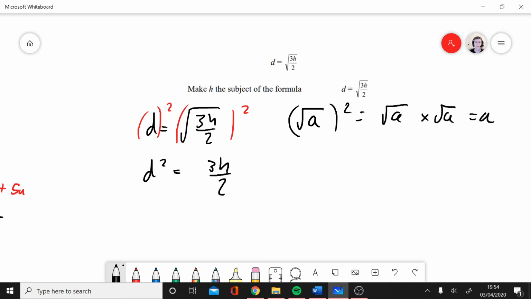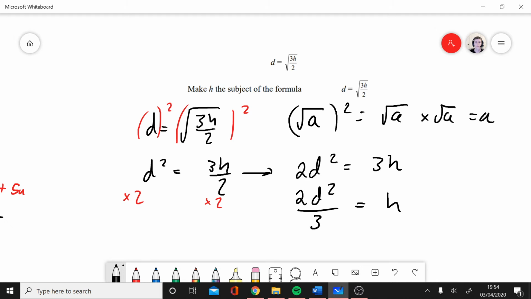So what we're going to do is multiply both sides by 2. So this left-hand side times 2 and the right-hand side by 2. And we end up with 2d squared. I'm just going to put a line over here. 2d squared is equal to 3h. And from there, I can divide that by 3, and I'm left with h by itself. So all I've done here is divide both sides by 3, like we've done before, and we end up with 2d squared over 3 being equal to h.